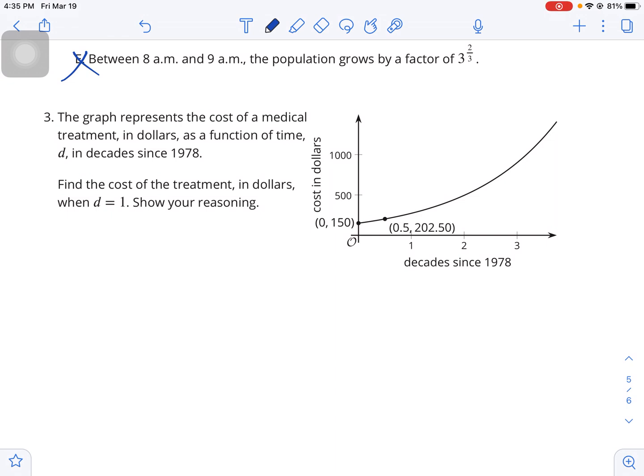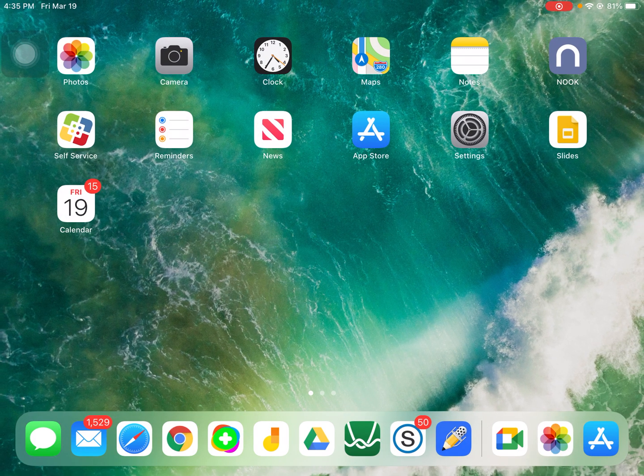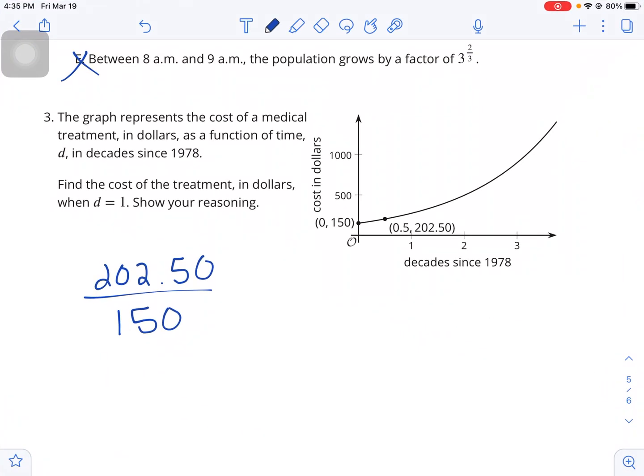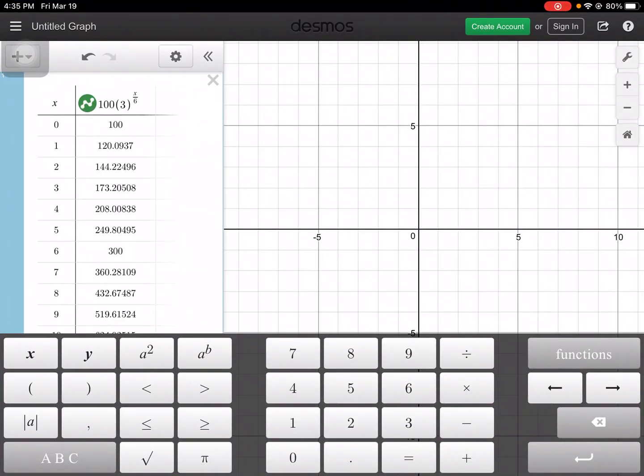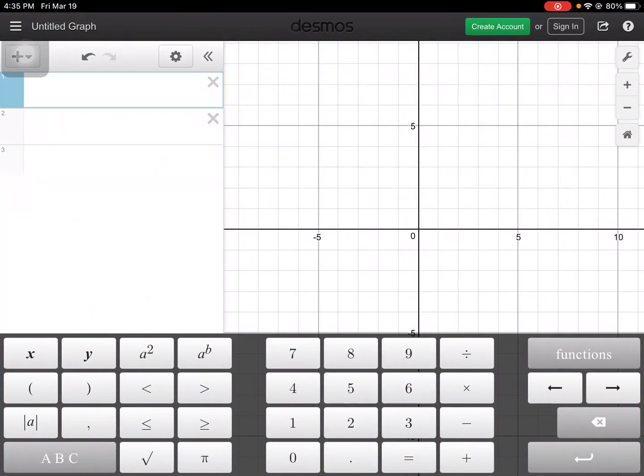So let me show you what I mean. Let's see. So from 0 to half a decade later, we can find that it grew by 150, or 202 divided by 150. So let's take a look at that. So it's 202.50 divided by 150, and that's 1.35. So it grew by 35% in that half decade.